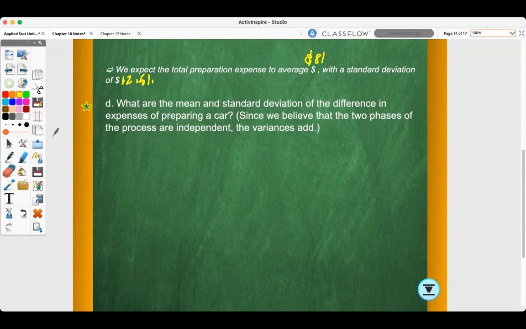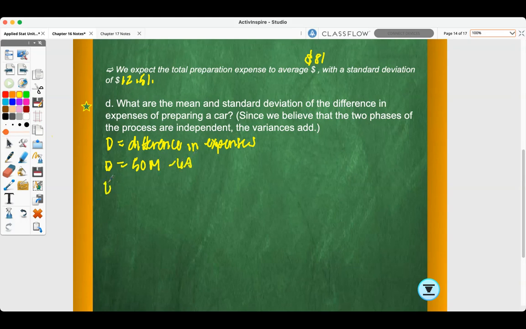What are the mean and standard deviation of the difference in expenses of preparing a car? Since we believe the two phases of the process are independent, the variances add. Remember that. So D is going to be the difference in expenses. So D would be 50M minus 6A.